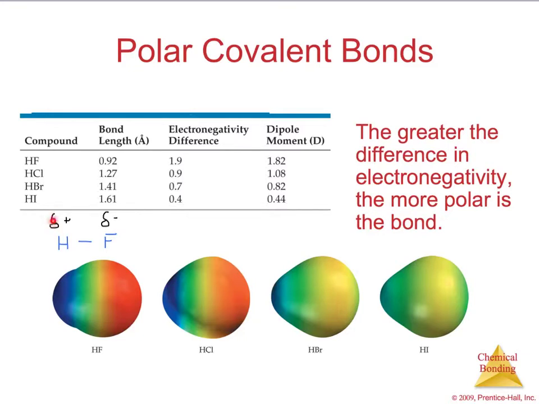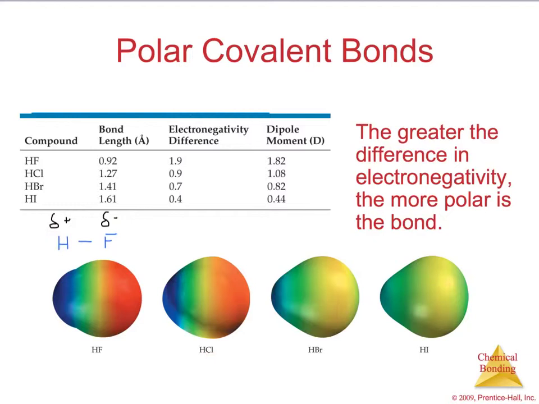Now this fancy little S is read as delta, okay? It's a Greek letter for delta, and we say delta plus or delta minus. What that means is that there's a really small change in the polarity. So as we mentioned, fluorine is going to want the electrons more than hydrogen, so they're going to be drawn closer to fluorine. So fluorine is going to be slightly negative in charge, and the hydrogen atom is going to be slightly positive in charge because the electrons are leaving it a little bit.